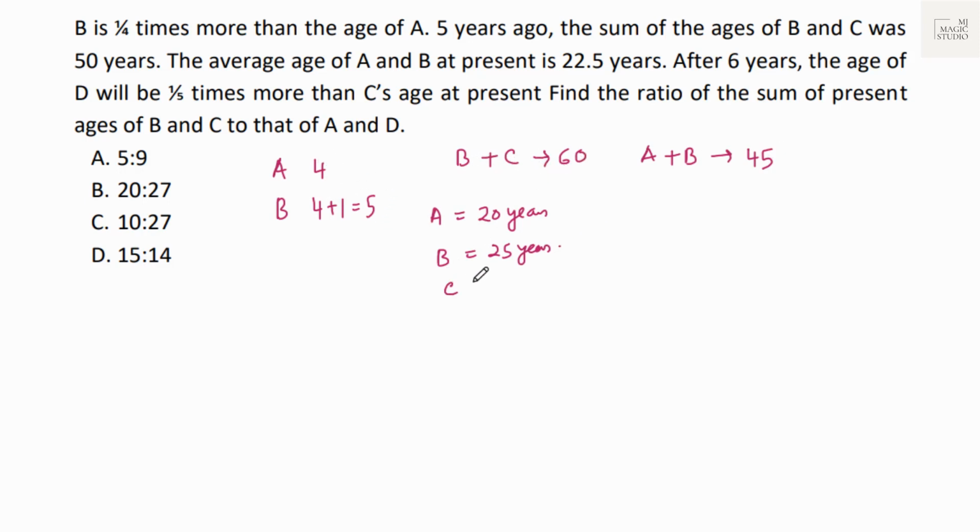Now B plus C is 60. That means C's current age is 60 minus 25, that is 35 years. This is what we have got till this point. Now after 6 years, the age of D, D plus 6, will be 1 by 5 times more than C's age at present. C's age at present is 35 plus 1 by 5 times. 1 by 5 of 35 is 7. So that is 42. So D's present age is 42 minus 6, that is 36.